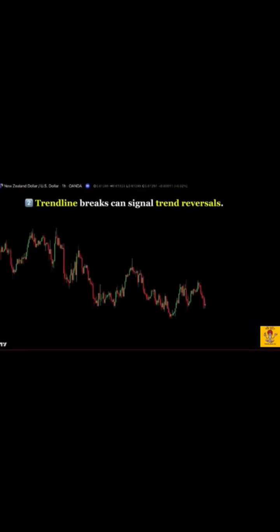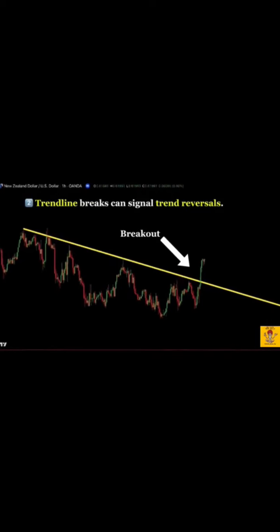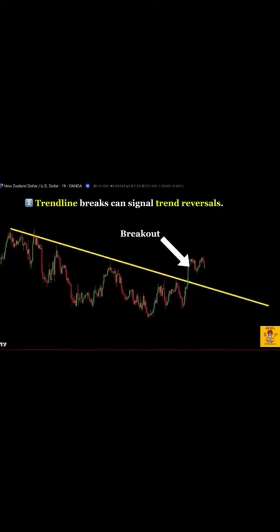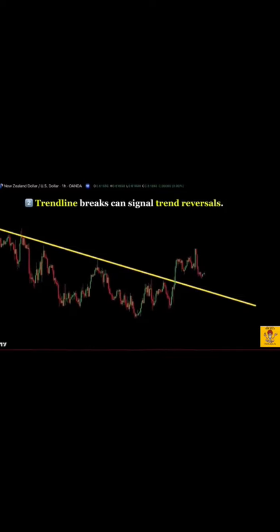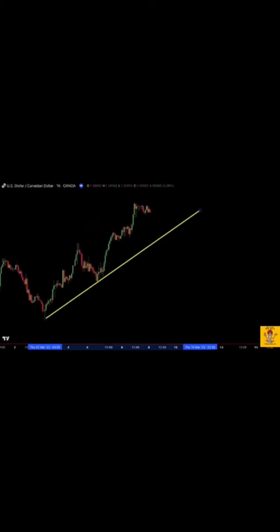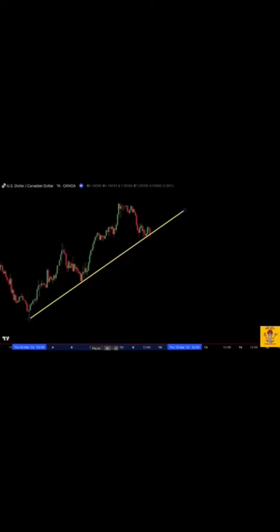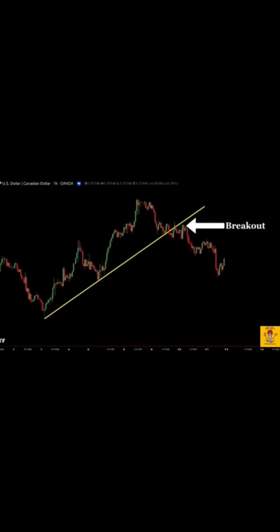The second reason we use trend lines is that trend line breaks can signal trend reversals. In a downtrend, we place our trend line above price. If price breaks above this trend line, it could be an early signal of a reversal to an uptrend. In an uptrend, we place our trend line below price. If price breaks below the trend line, it could indicate a potential trend change to a downtrend.